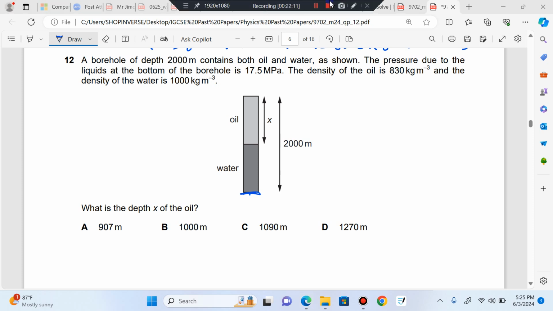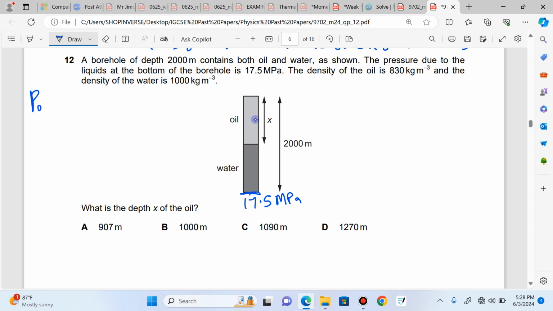What would you do here? Now, looking at this question, since you were given the pressure due to both liquids at the bottom of the borehole to be 17.5 megapascal, then the smartest thing for us to do is calculate the pressure due to the oil, then calculate the pressure due to the water alone and add them together. How do you get pressure due to the oil? Pressure due to the oil is density of oil times acceleration due to gravity multiplied by height of the oil. What is the height of the oil? X is not given to us, right?